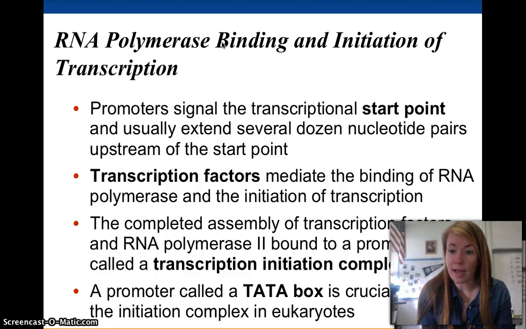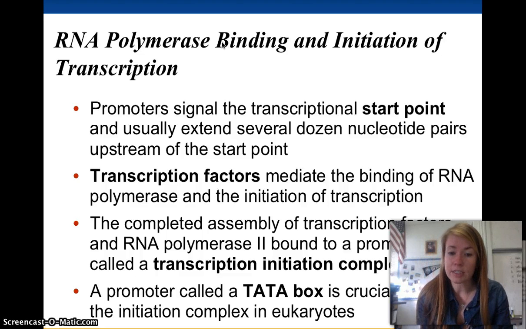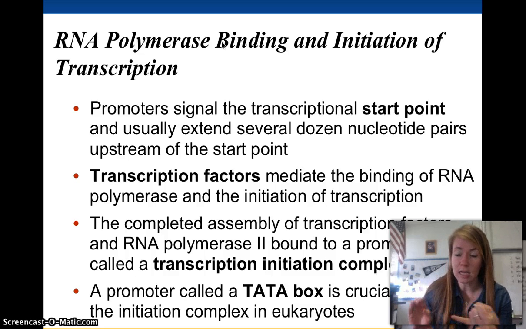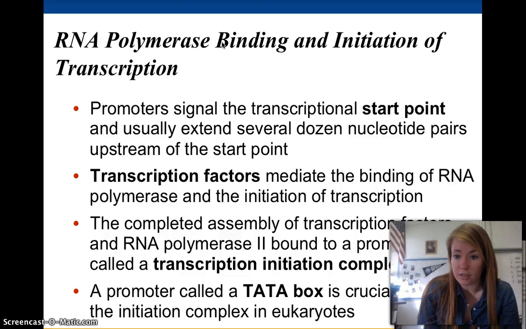And so once we have pulled in all the transcription factors, pulled in RNA polymerase, and we're ready to start transcribing, it's called the transcription initiation complex. So the transcription initiation complex is made up of the promoter region, the transcription factors, and RNA polymerase. Once all those things are there, we can start transcription. So we need all those things there, forming this complex to initiate transcription.